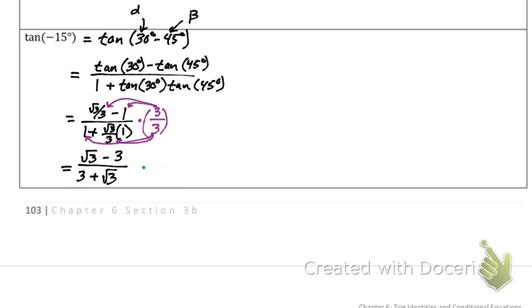So instead, you have to multiply by the conjugate of your denominator. Your conjugate would be 3 minus square root of 3, which means on top I'm going to multiply by 3 minus square root of 3.